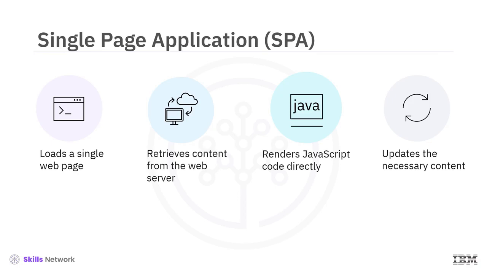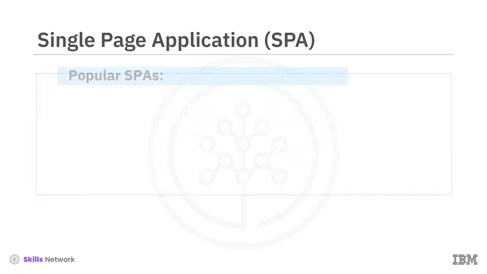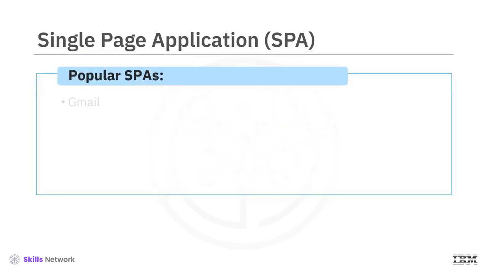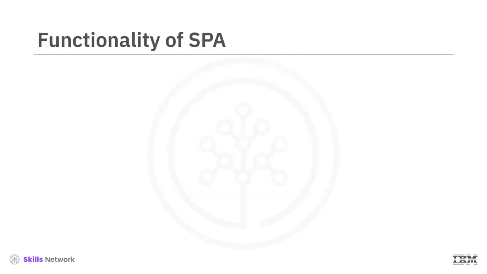Plenty of businesses are using SPAs to offer a better user experience. Some popular SPAs include Gmail, PayPal, Google Maps, Meta, Netflix, Airbnb. Let's now explore how an SPA functions.